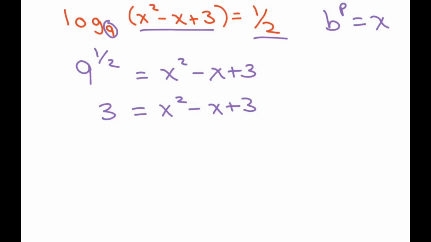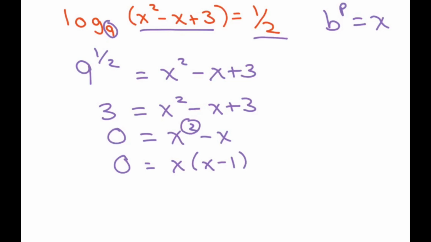If you subtract 3 from both sides, you get 0 equals x squared minus x. So let's factor out an x here, because you have that square: x times x minus 1. You set both of these to 0, you get x equals 0, and x equals 1.